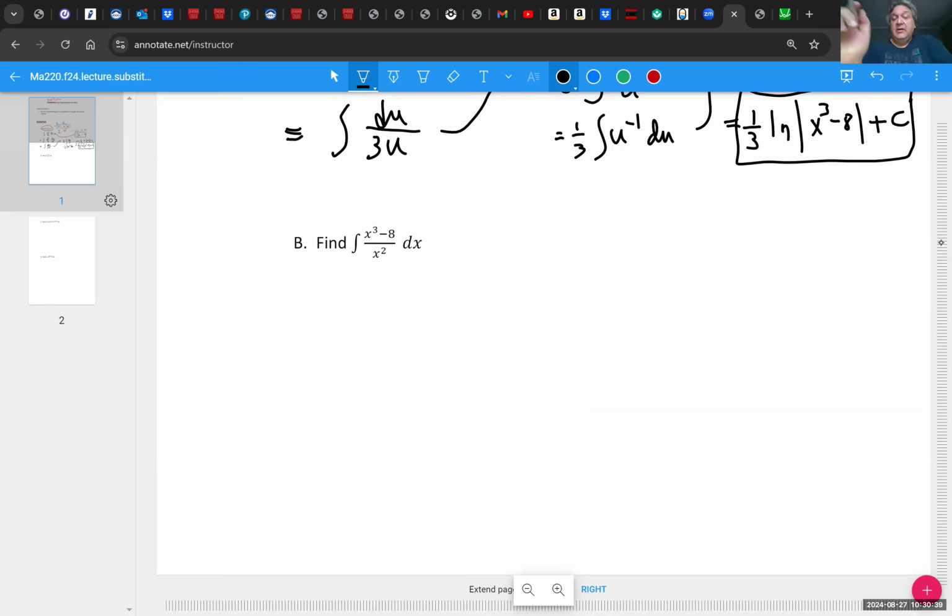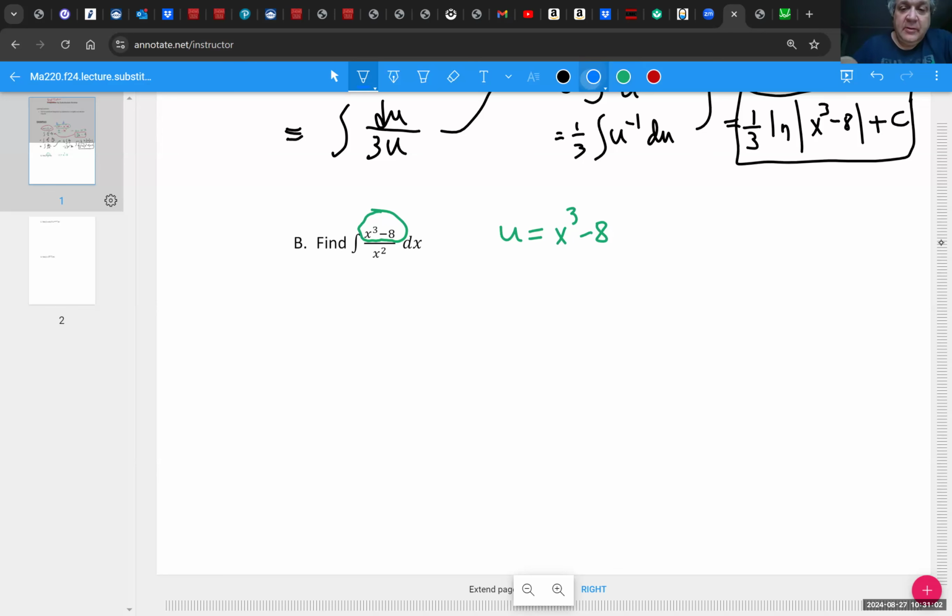Again, we want to choose a more complicated part. There are different things to choose. They're all going to kind of work out the same way. I don't want to do three different ways to show you the different results. I'm just going to choose what I think is most people's choice, which is this top part, the more complicated part. So we're going to let u equal x cubed minus 8.